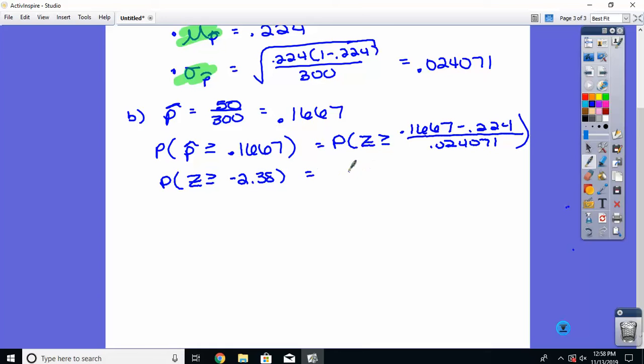Greater than means we do what? 1 minus, then you go to your normal table. You look up negative 2.38. Make sure you're following along with me. Even if you get it right, it doesn't hurt to review it. And we get 0.9913.